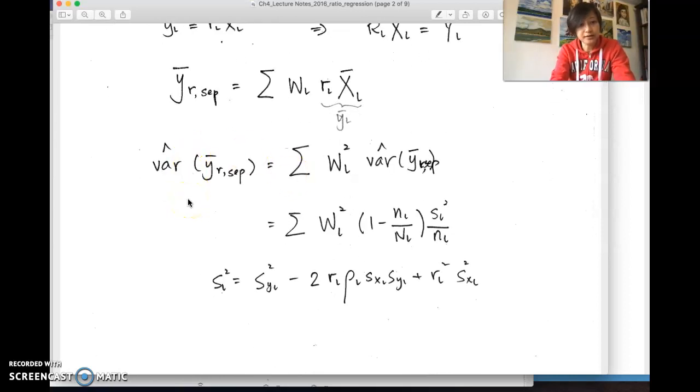Again, the estimated variance for my y bar under ratio and separate methods equals the estimated variances added up together, weighted by the capital W L square. The estimated variance equals S L square divided by the sample size, multiplied by the finite population correction factor. S L square, same as before, equals the sample variance of Y squared plus the sample variance of X squared, also taking into account the covariance part. And R would be different for each stratum when we do the calculation, so we need to add up 3 of them if we have 3 strata.